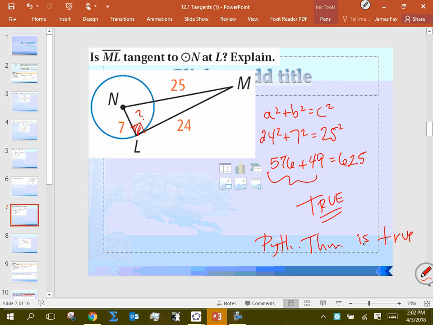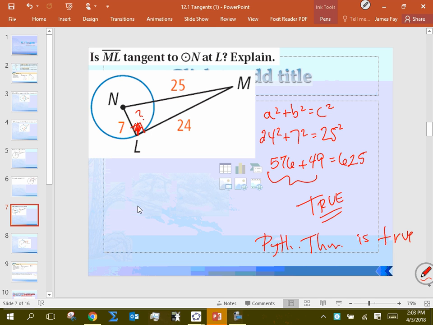And what kind of triangles does the Pythagorean theorem exist for? Right triangle. So this must be a right triangle. That must be a right angle. Then ML must be a tangent line. Does that kind of make sense? Okay. So that's a version of the Pythagorean theorem that they're going to ask in your homework.